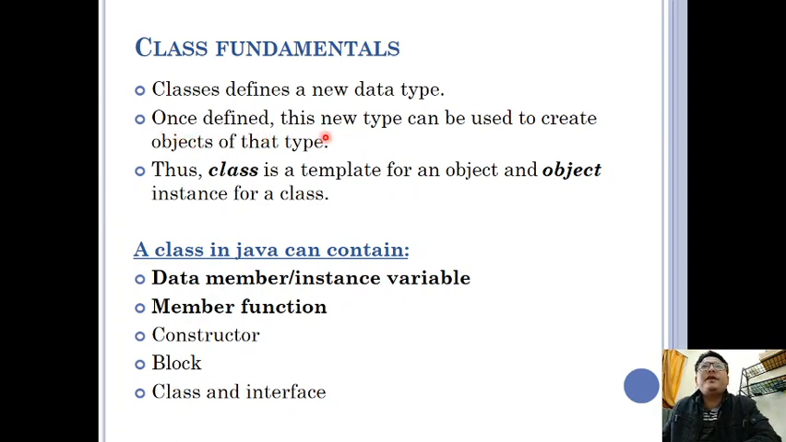Once we define a new data type which is of class type, we can use n number of objects to store or manipulate our data. Whenever we define a class, it does not really exist, it virtually exists, which means that memory will not be assigned when we create a class. But when we create an object of that class, memory will be allocated. So the class is a template for an object. Template means logical entity, whereas the object is the physical entity of that class.